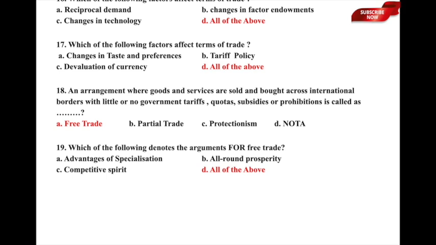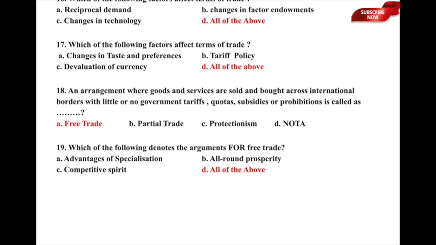Let us now move to question number 17. A similar sort of question: which of the following factors affects terms of trade? The options are A, changes in taste and preferences, B, tariff policy, C, devaluation of currency, and D, all of the above. Devaluing currency, tariff policy, and changes in taste and preferences are all reasons which affect terms of trade, and therefore option D, all of the above, is the correct answer.